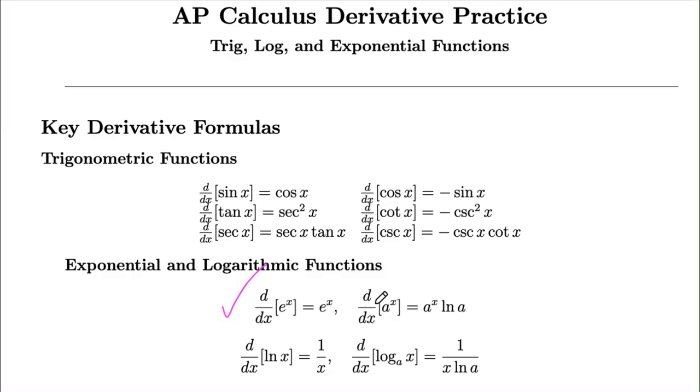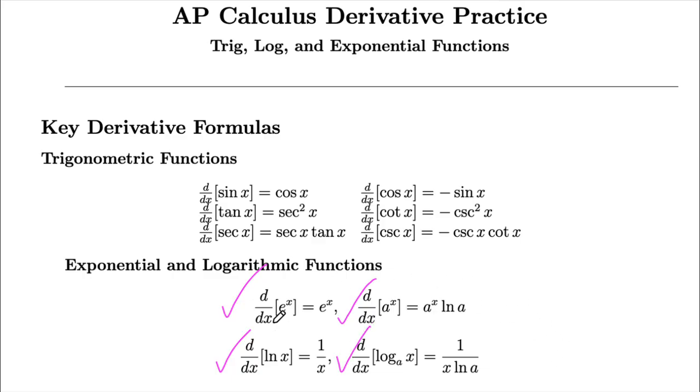The derivative of any constant a to the x is a to the x times natural log of a. Then we get into the natural log. So the derivative of natural log of x is just 1 over x. And then here, if you remember from previous courses, natural log is just log base e. So these are actually very related, but log base any constant a of x has derivative 1 over x times the natural log of a.